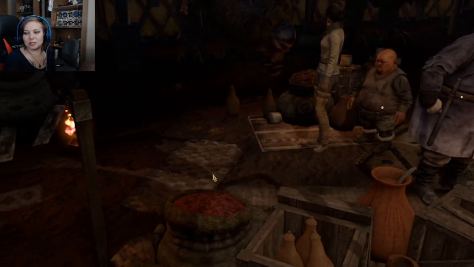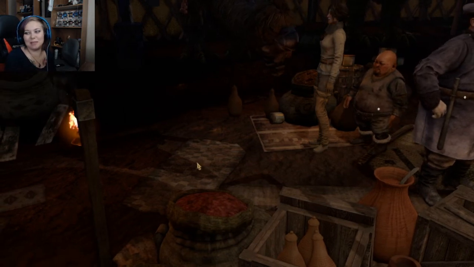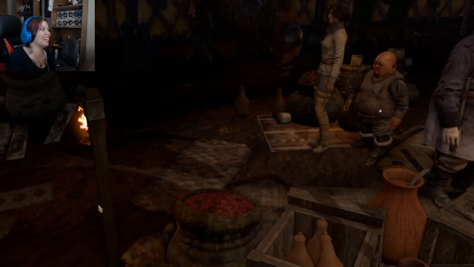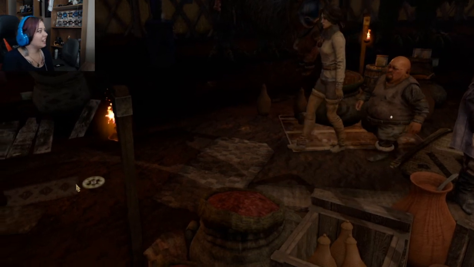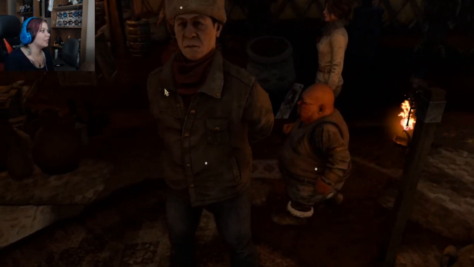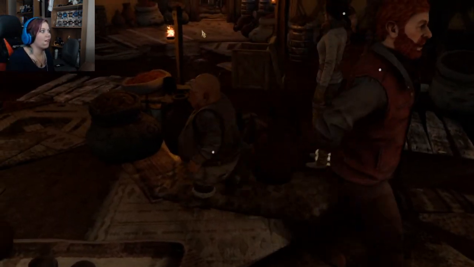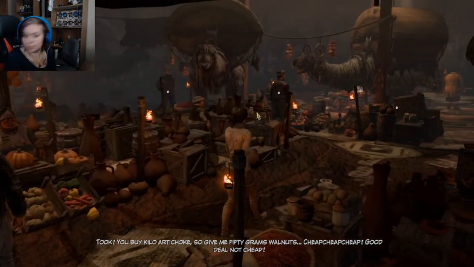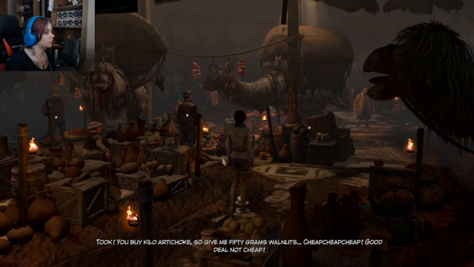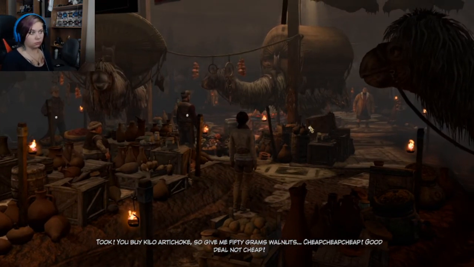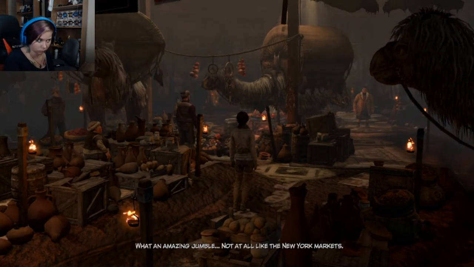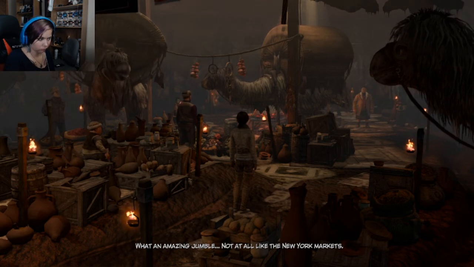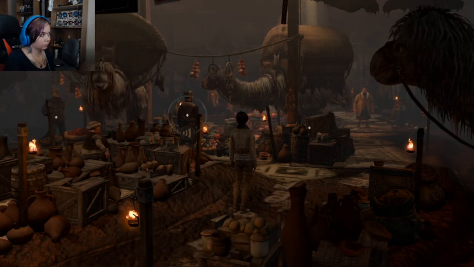Sinister towards the deer skull, but charming towards the human skeleton. Yes, makes sense. Okay. This map isn't very big, but I'm still gonna manage to get lost. What an amazing jumble. Not at all like New York markets.